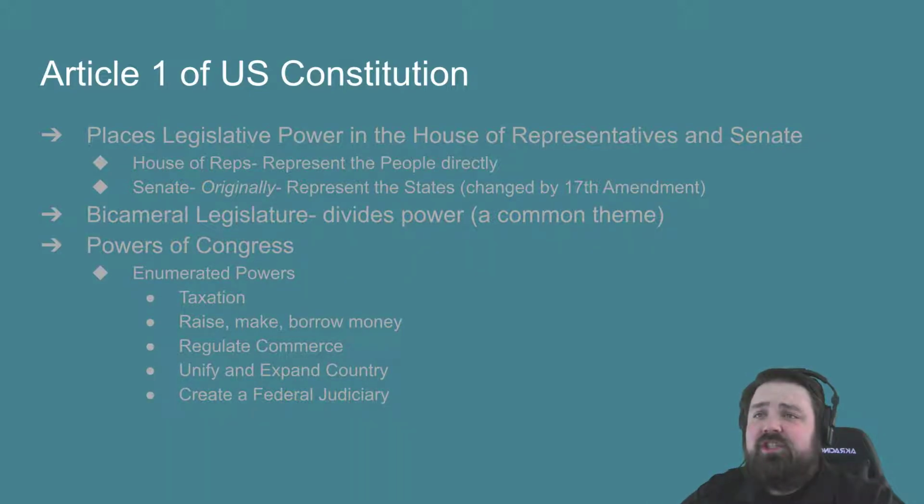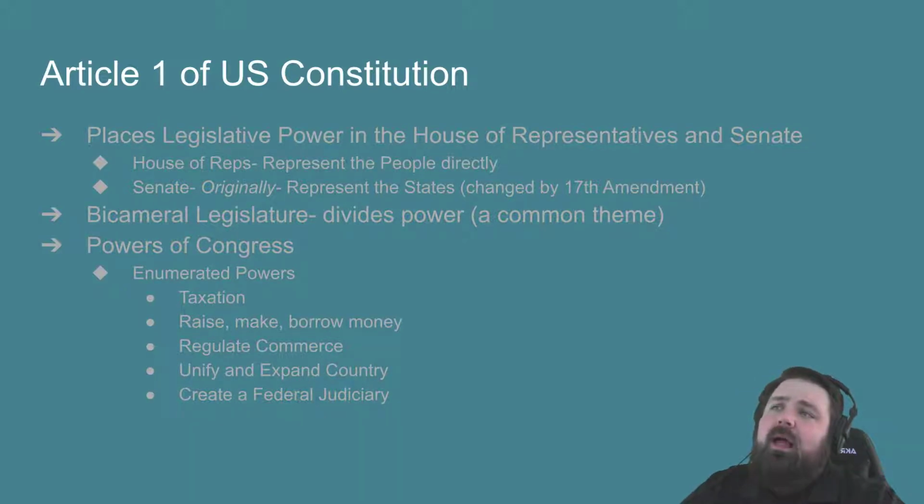Now, this eventually gets changed by the 17th Amendment to the Constitution, wherein we directly elect our senators. But we're going to mostly keep it to the original conception of the Constitution at this point. So what we ended up creating is something called a bicameral legislature, right? That means two houses. This divides up power even within the legislature itself.